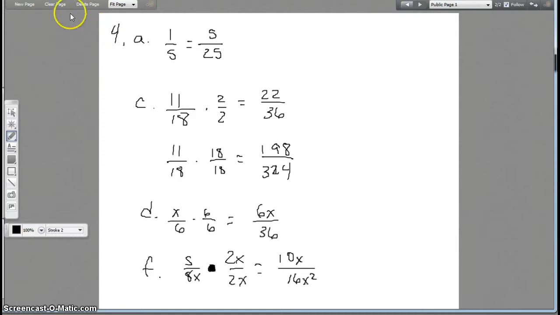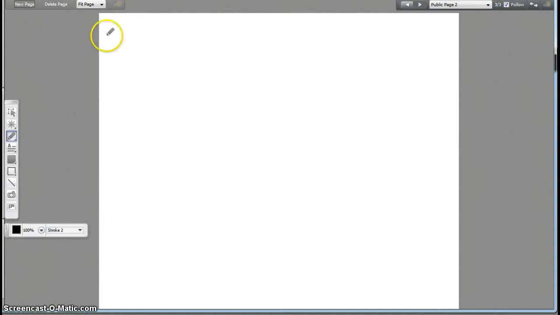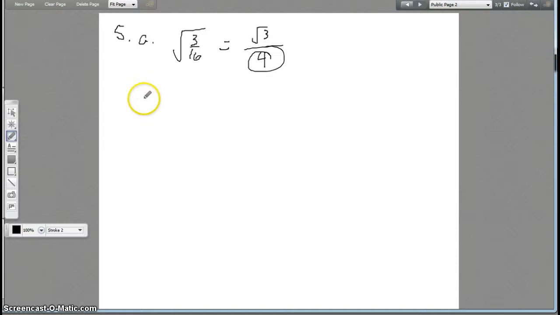Now let's look at problem number 5. Number 5 says, what number should replace the shaded area in each of the following equations to make it true? So for part A, we have the square root of 3/16, and it says that is equal to the square root of 3 over something. We can still see the square root of 3 here, but we don't see our square root of 16 in the denominator. What is the square root of 16? That is 4. So 4 is our missing number here.